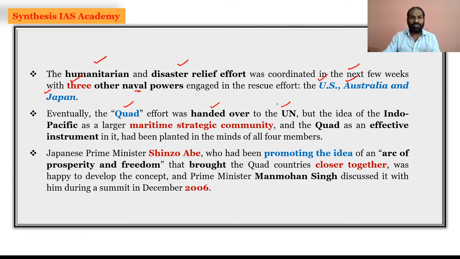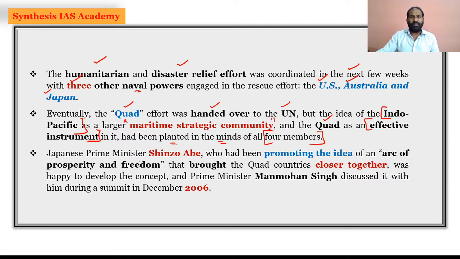But the idea of Indo-Pacific, after that tsunami rescue effort, disaster relief or humanitarian relief efforts, later on came up as a larger maritime security community. So it was taken into consideration as a larger maritime strategic community, wherein the Quad came up as an effective instrument, and it was planted in the minds of four countries, that is India, US, Japan and Australia.